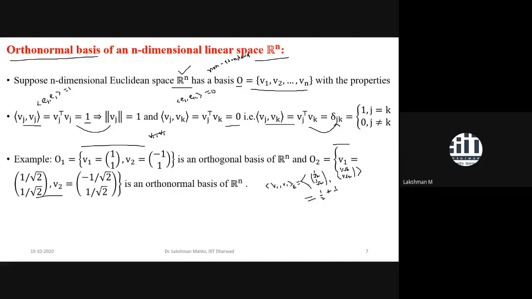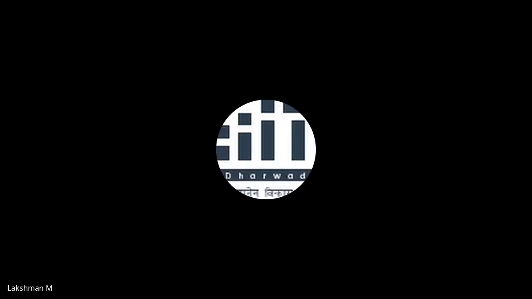So what would be the inner product? Here we are finding the inner product with respect to the standard basis. 1/√2 times the first component of V1, and the second component is 1/√2 multiplied with 1/√2, that would be again 1.